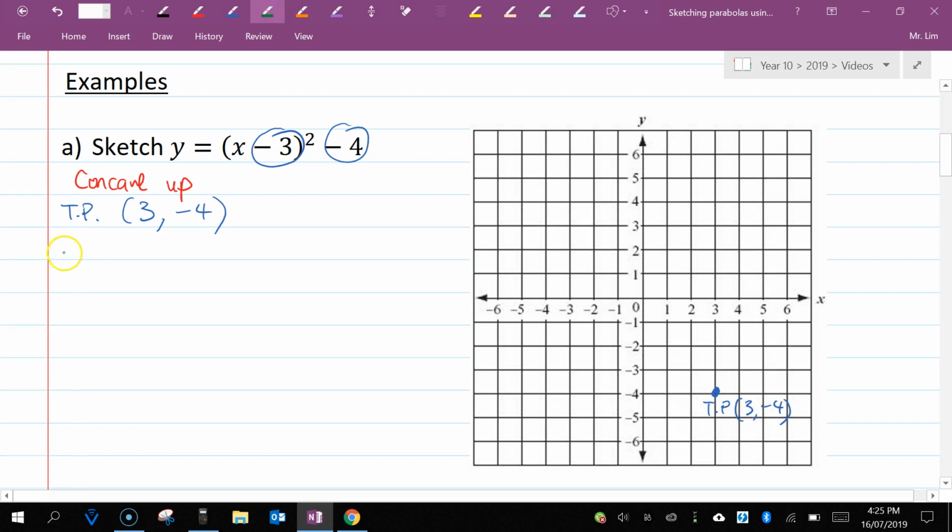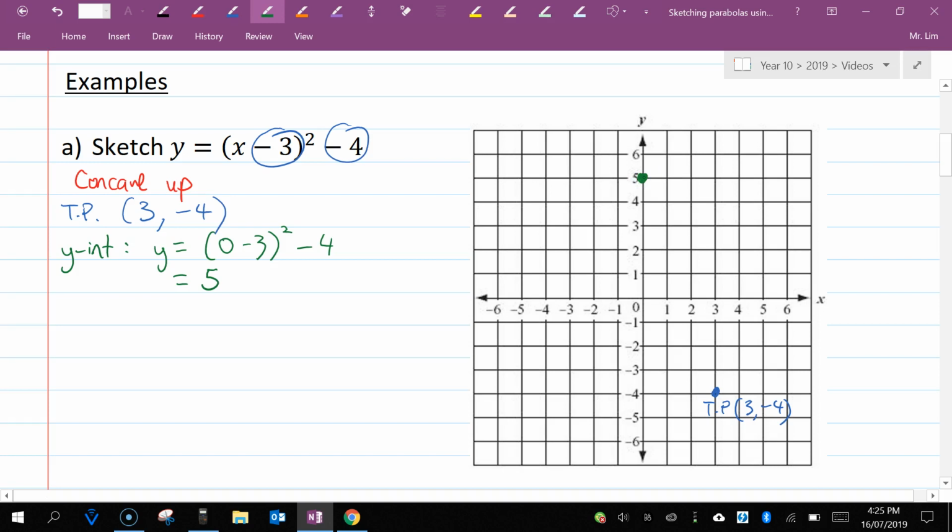The next thing to do is work out what the y-intercept is. To work out the y-intercept, we always let x equal 0. So when we let x equal 0, we get minus 3 all squared, which is 9. 9 minus 4 is 5. We get a y-intercept of 5. So it's going to go through there.